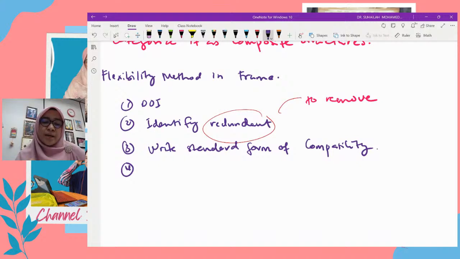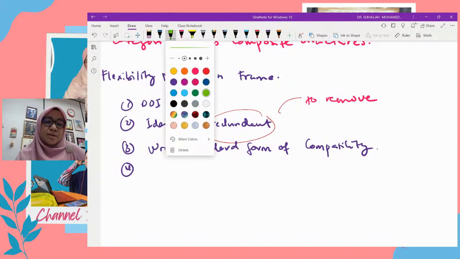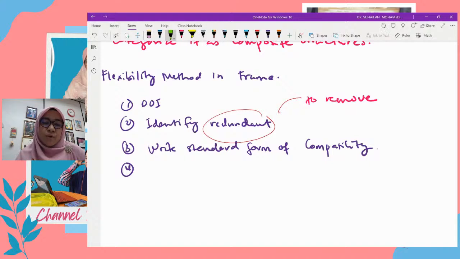Please always see it like this. The answer for 1 is 2. The answer for 2 is 3, because we want the compatibility equation: when we solve the compatibility equation, we get the redundant value. Again, we want to identify redundant. We remove redundant, and the structure after removing redundant is called the primary structure.